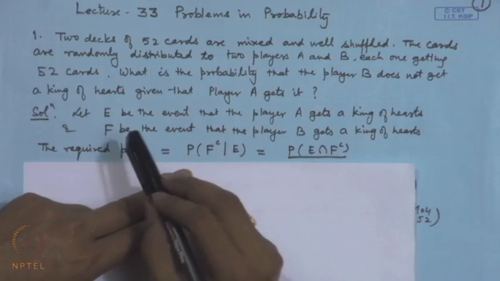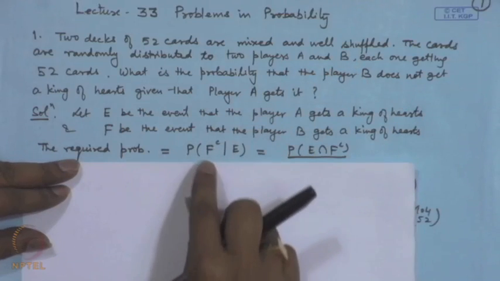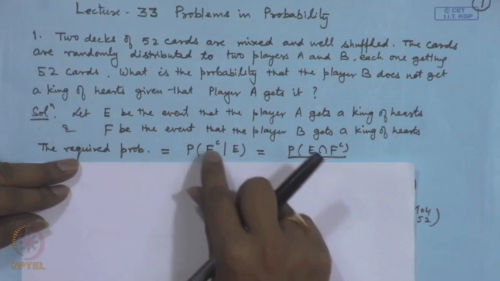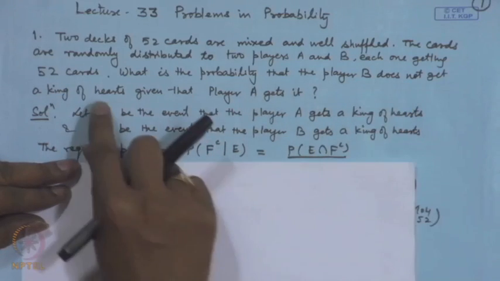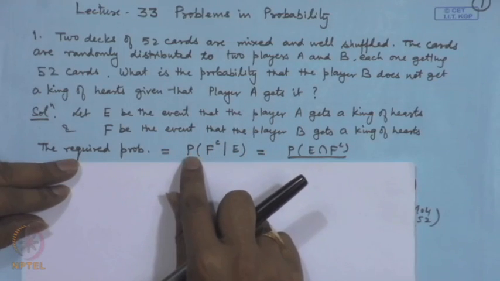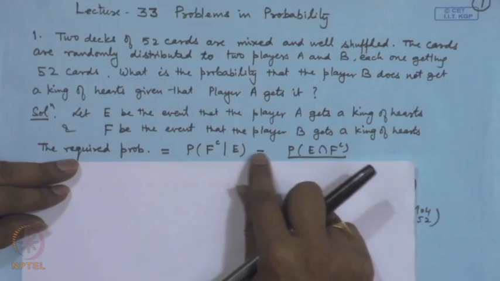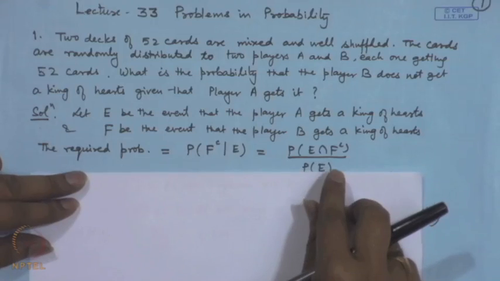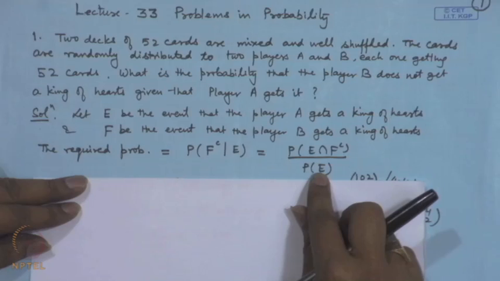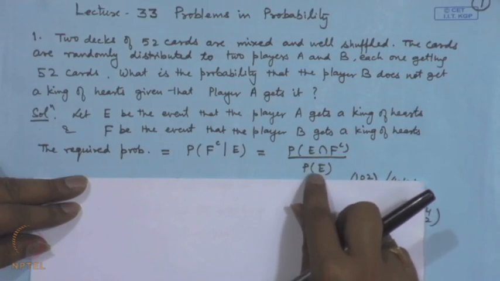Now, you can see a problem which is descriptive in nature. We have reduced it to a mathematical statement by making use of set theory. So, the required probability that player B does not get a king of hearts given that player A gets it is now simply the conditional probability of F complement given E. Now, we apply the definition of conditional probability. This is equal to probability of E intersection F complement divided by probability of E. The problem will be solved if we can individually find both of these probabilities.